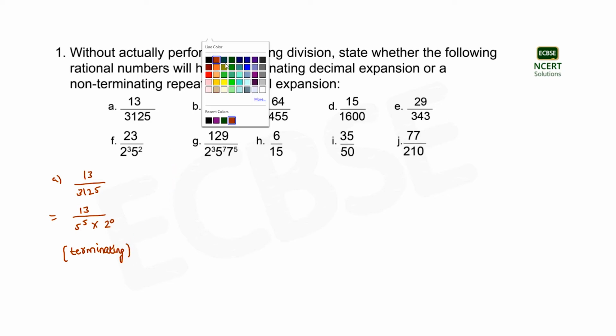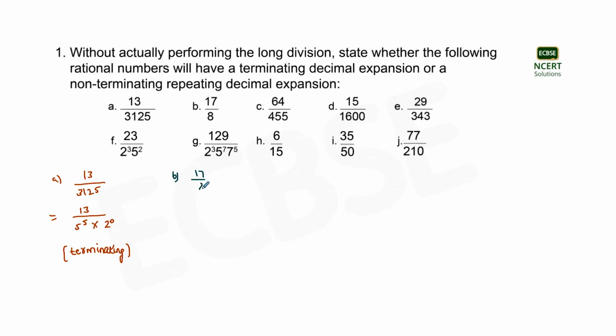Now coming to the B part, here the number provided is 17 by 8. So performing the prime factorization for the number 8, it can be written as 2 raised to power 3 into 5 raised to power 0. So which means that only the factors 2 and 5 are present in the denominator, which results into its decimal expansion to be a terminating decimal expansion.